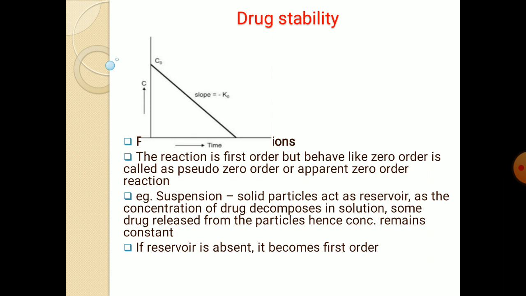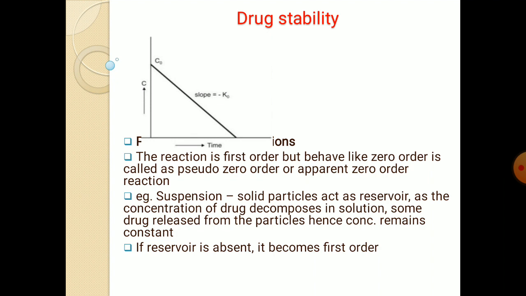Now the classical example of the pseudo zero order reaction is a suspension. In the suspension, we know that solid drug particles are present, and some drug is present in the solution form also. But these solid particles which are present in the suspension act like a reservoir. As the concentration of the drug in the solution decreases, the solid particles release some amount of the drug, and finally the concentration of drug in the solution remains constant.